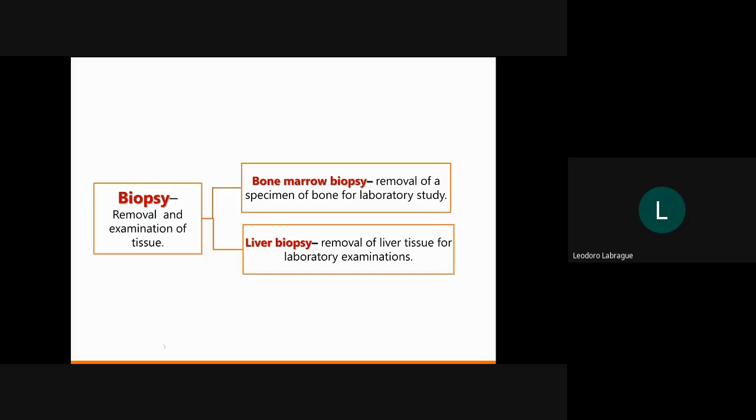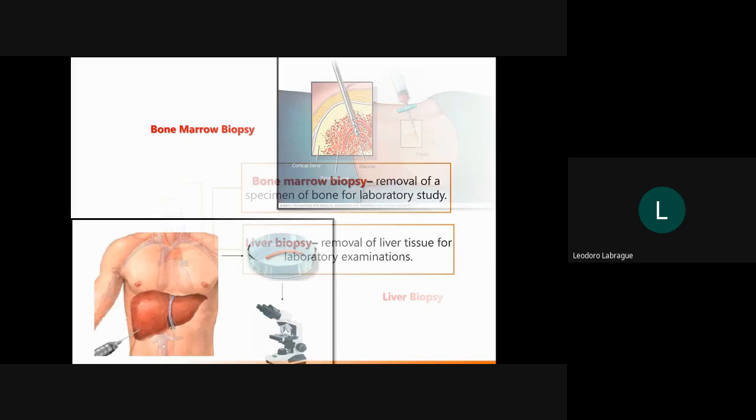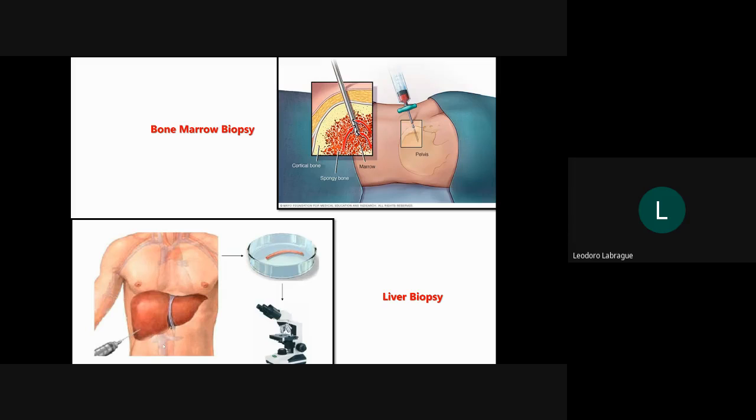Okay, there are 2 types of biopsy that you can actually see in the hospital. The first one is bone marrow biopsy. You know where bone marrow is? Bone marrow is in the bone, especially if the doctor is suspecting that the patient has leukemia. You know what is leukemia? Leukemia is cancer of the blood.